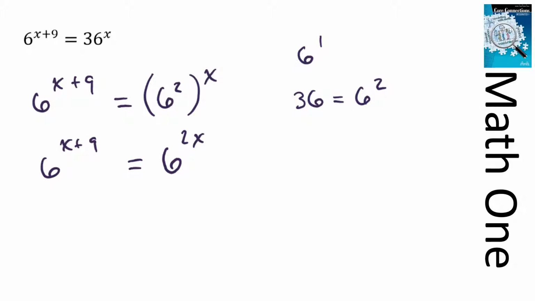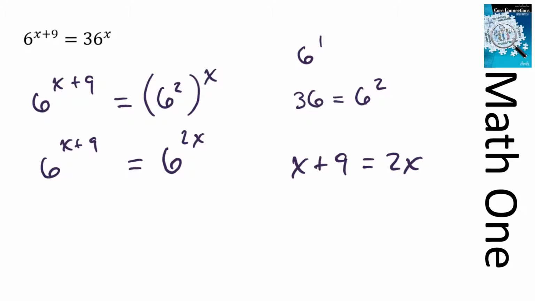However, now that I have identical bases here, the only way that these are going to be equal to each other truly is if the exponents are the same. Just think about it. If I have 6's and I raise them to the first power, both to the first, I get 6 is 6. If I raise both to the second power, I get 36 is 36. So those exponents need to be equal to each other. So I'm just going to set the exponents equal to each other. I need to figure out when x plus 9 is the same thing as 2x.